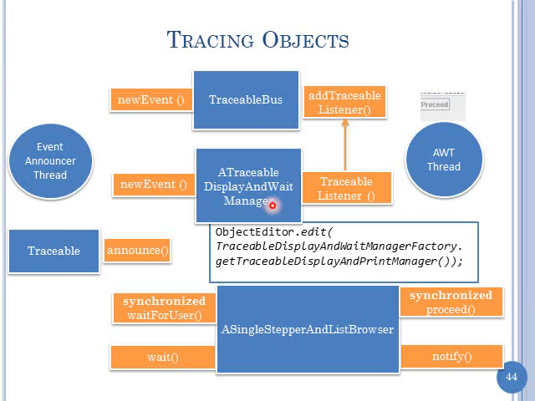Okay? So far, so good? Okay. Now, some event announcer thread creates a traceable and says, announce yourself. Okay? What's going to happen now? What's it going to do? It fires a new event to the traceable bus, and that fires it to other listeners. Good. Level of indirection, that's all it's doing.